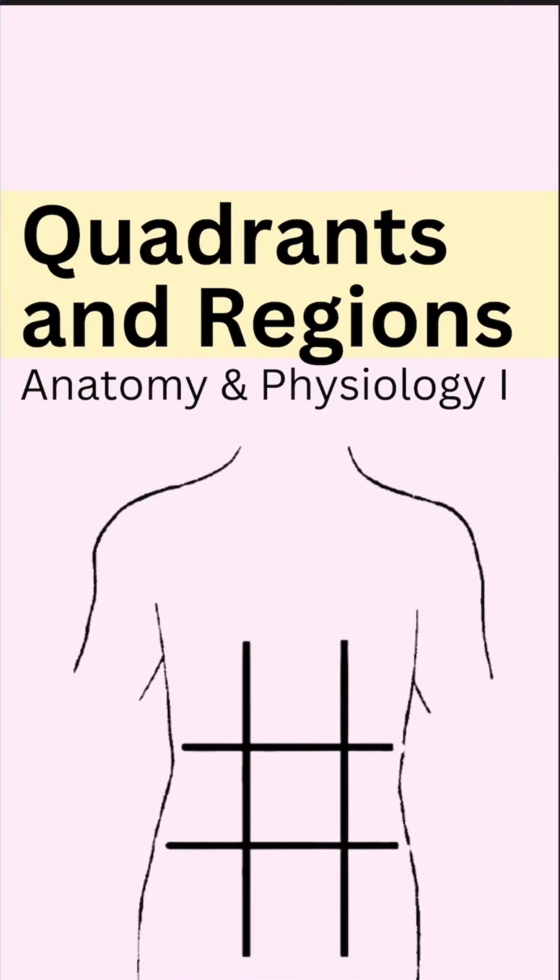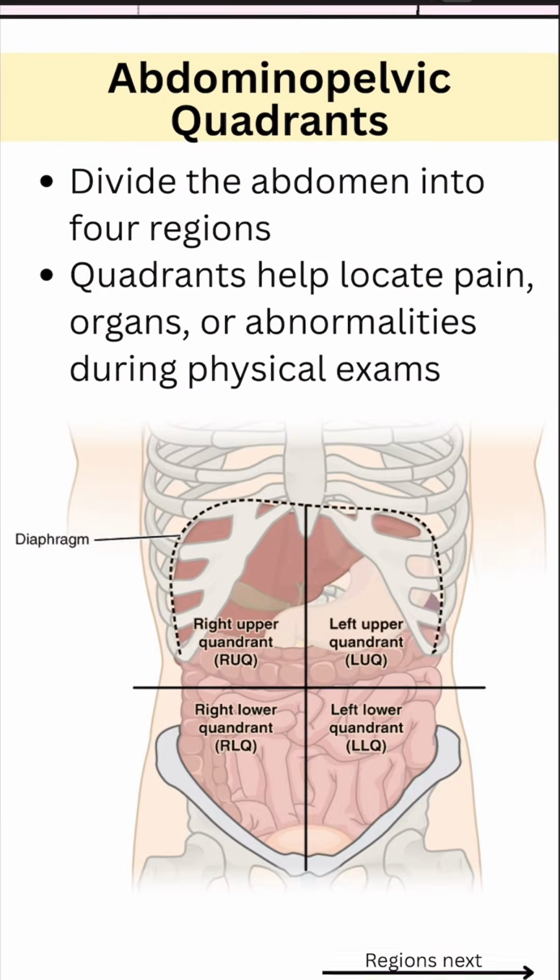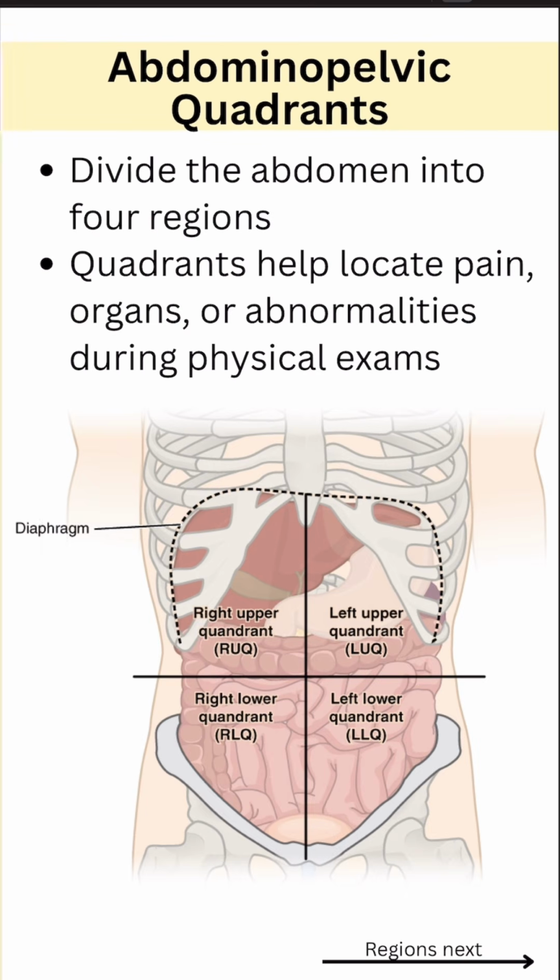When assessing abdominal pain, there are two main ways to describe the locations: quadrants and regions. First, we can use the abdominal pelvic quadrants, and they're going to offer a general way of describing location, including the right upper quadrant, left upper quadrant, right lower quadrant, and left lower quadrant.